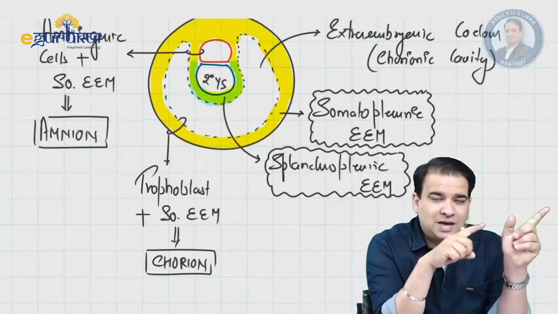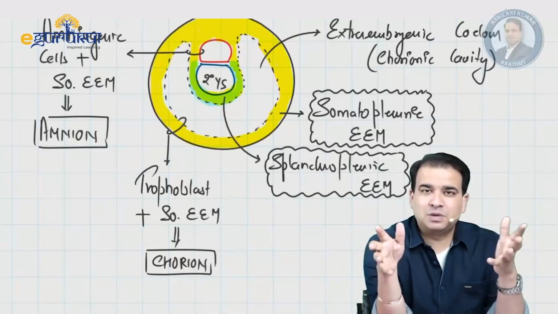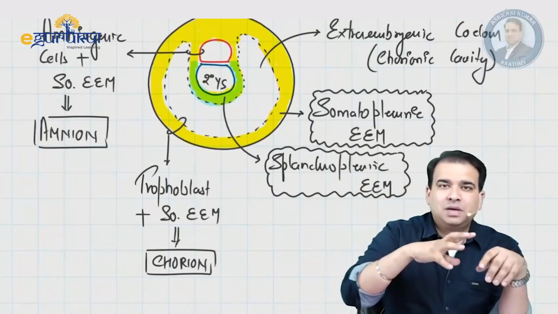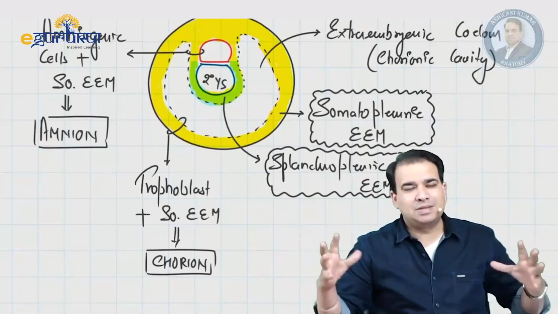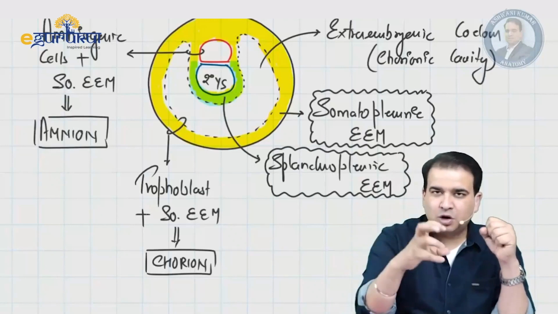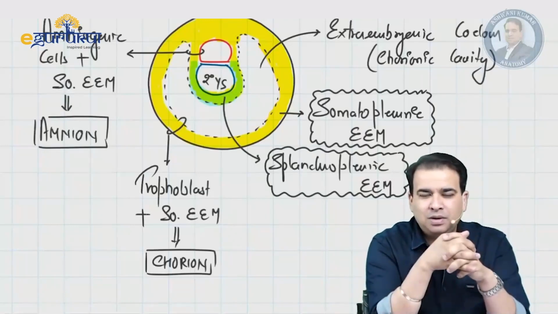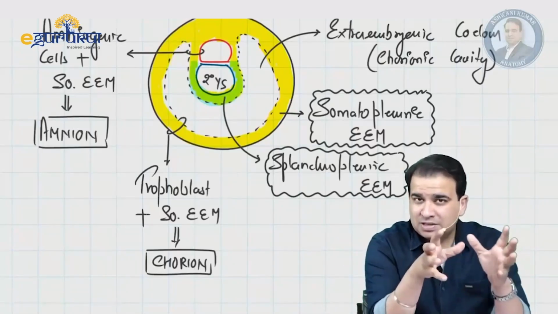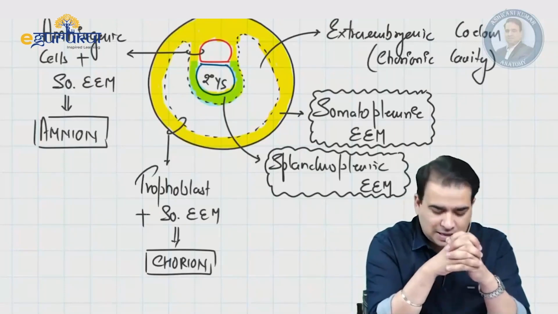So the primary yolk sac was the one which gave rise to extraembryonic mesoderm. In that extraembryonic mesoderm, the coelom is formed. As the coelom keeps increasing in size, it will push the primary yolk sac and take a huge chunk of it out, and that will undergo atresia. The remaining yolk sac, which is smaller in size, is called the secondary yolk sac.